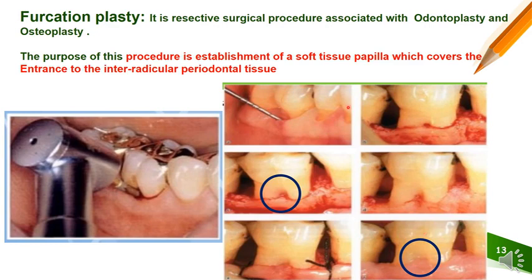The procedure starts with local anesthesia and then reflecting the mucoperiosteal flap, then removal of hard and soft bacterial deposits, odontoplasty using a handpiece and Fisher bur to widen the narrow entrance, and then osteoplasty by reshaping the bone and getting a good architecture, and then repositioning of the flap and suturing.